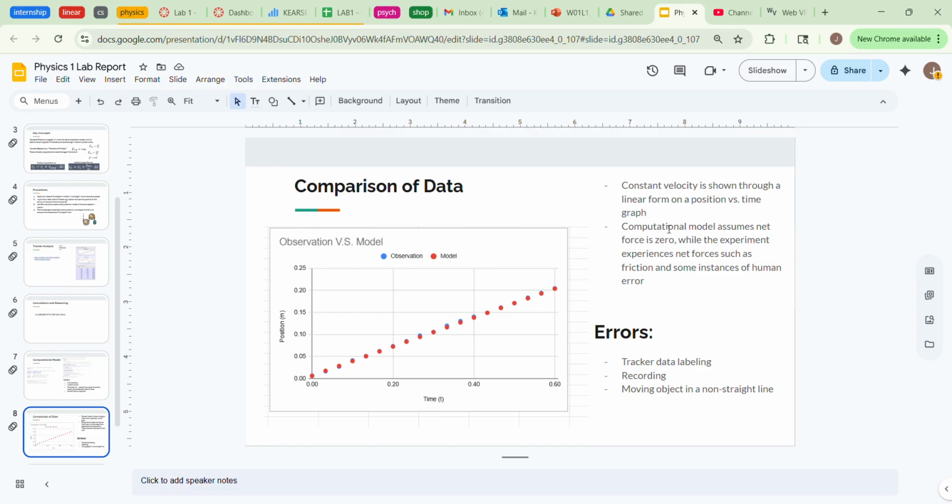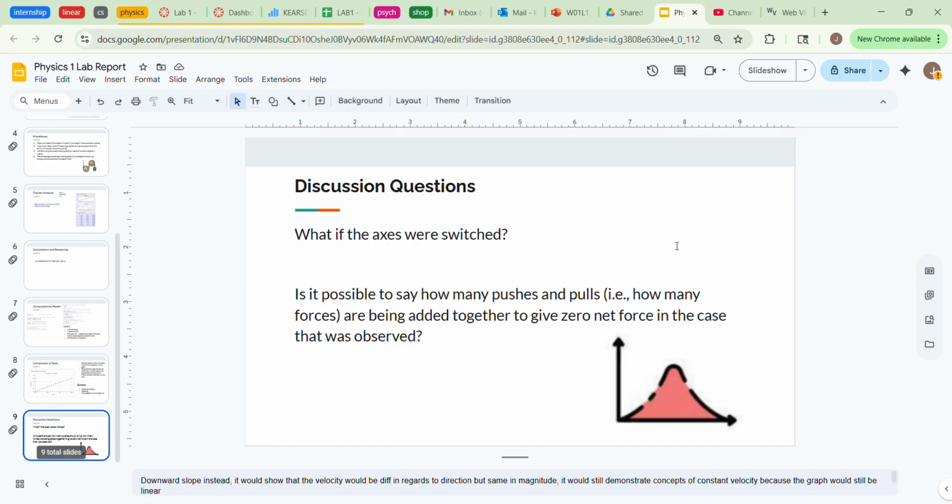Constant velocity is shown through linear form, and the computation assumes that the net force is 0, but the experiment experiences net force from friction and human error as well.